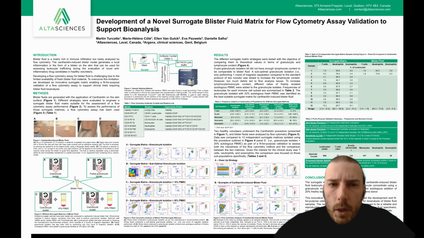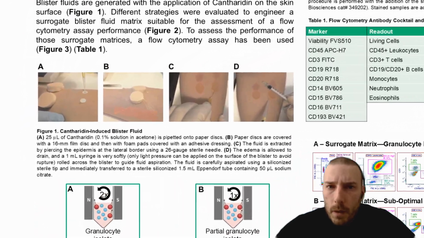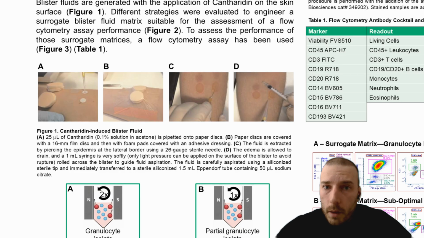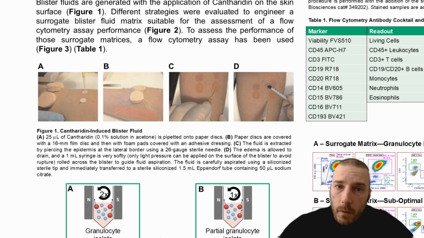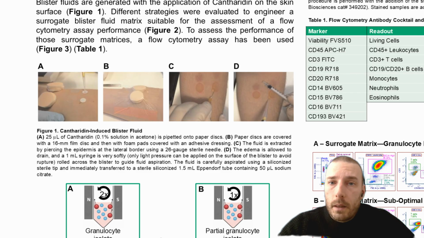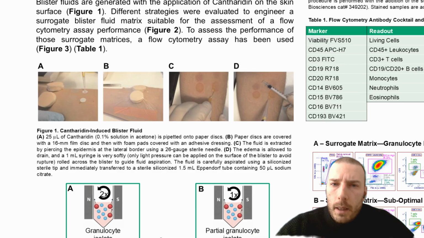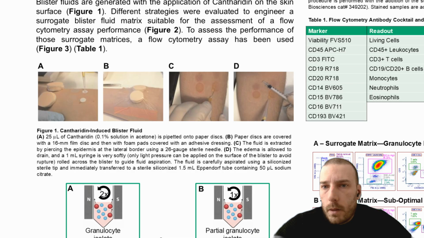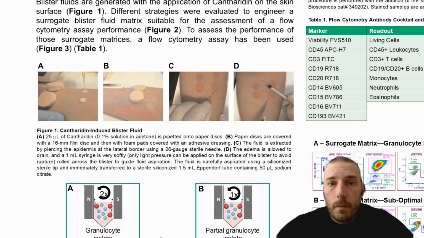So for this specific project, the generation of blisters on study followed the cantharidin model, where a drop of 0.1% cantharidin solution is placed on the skin of the volunteers. During the following 24 hours, a blister forms, from which we can then collect the fluid for further bioanalysis, like flow cytometry. While this approach is non-invasive in the context of a clinical trial, it's not convenient to have access to it in a bioanalytical laboratory to perform, for example, an assay development or a validation.